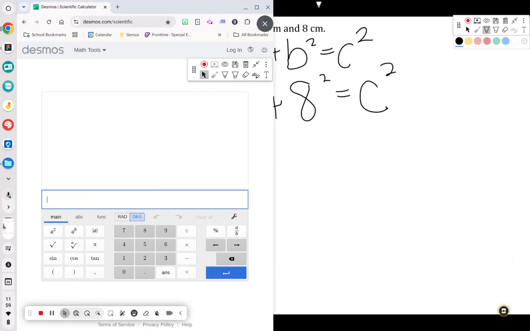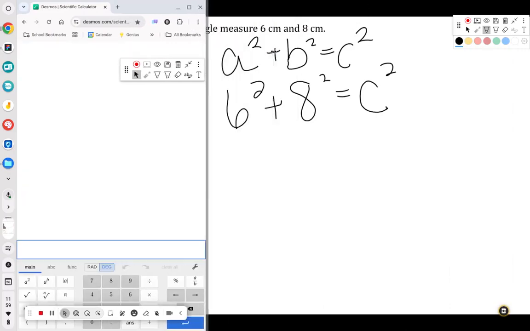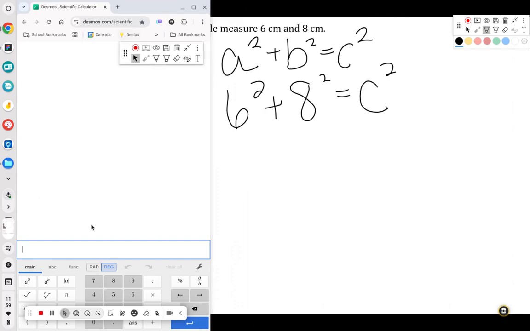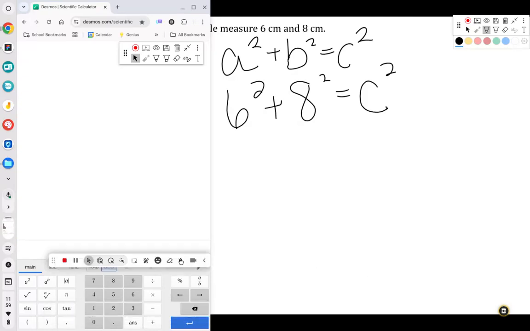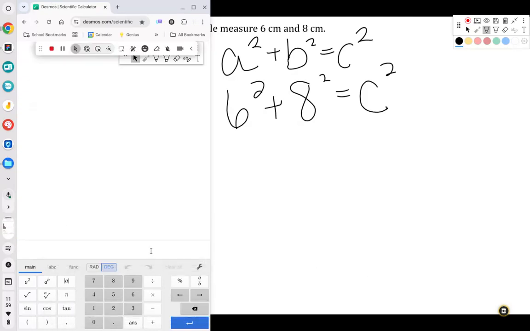Gotta go the other way. Oh, good. There we go. It works. It's kind of down at the bottom, though. That's all right. Okay, so it's down at the bottom here.